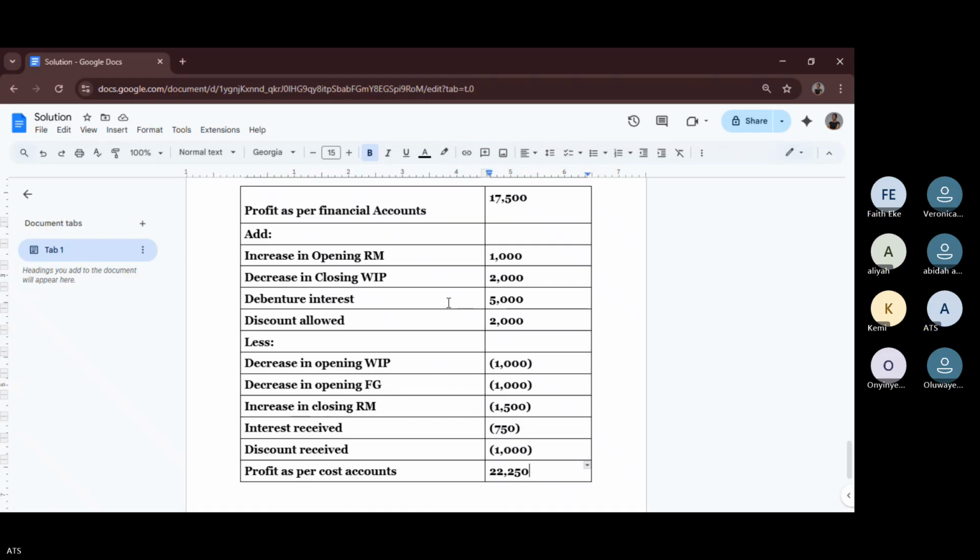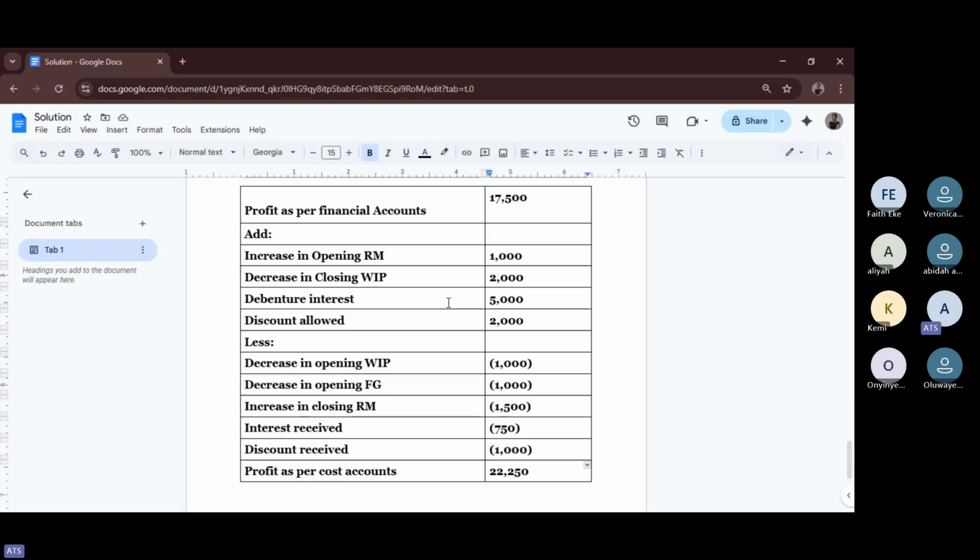Yes, ma'am. So this profit as per cost account, is it the addition of all of this? Yes, it is the addition of everything. So you added all those ones up, and then you deducted the ones under to get it.